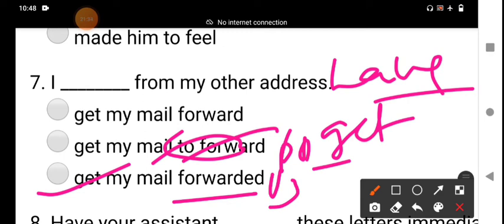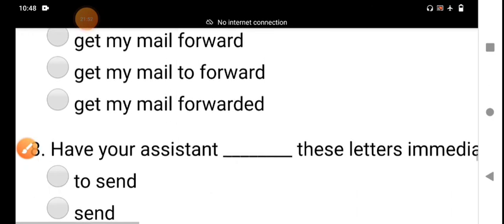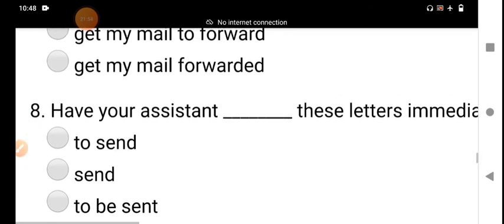I get my mail forwarded from my other address. That means it is V3, past participle form, in the passive form, the action is completed. That is the right answer. Okay, my dear students, and we go to the next question. That one is the eighth one.